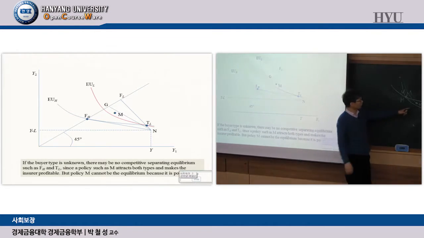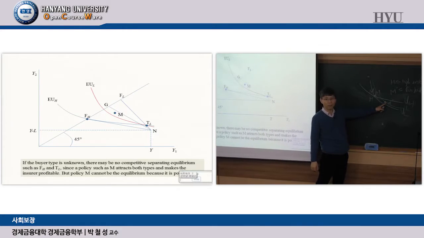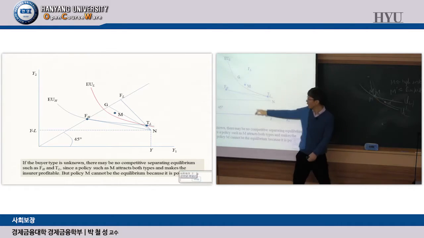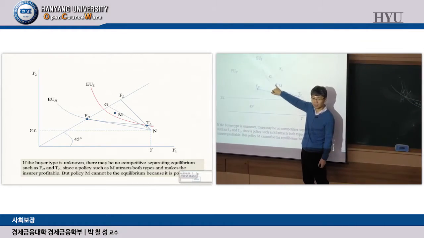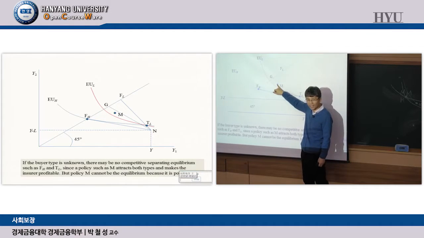But if somebody else sells M prime, now you will lose the low risk clients, and you have only the high risk clients. Your high risk clients will have so many accidents, so you will lose money. Still don't get it?